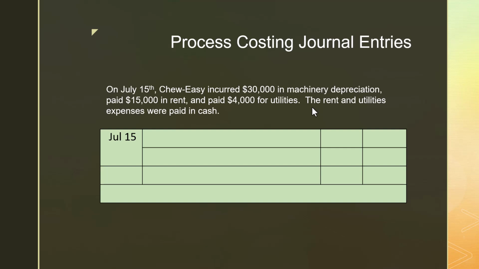Well, these are all actual expenditures that are going to go in here, so we're going to start with a debit to manufacturing overhead for the total amount, which is $49,000. And then you'll have credits to all the accounts that need to be affected that relate to the reasons that you had overhead during the period.